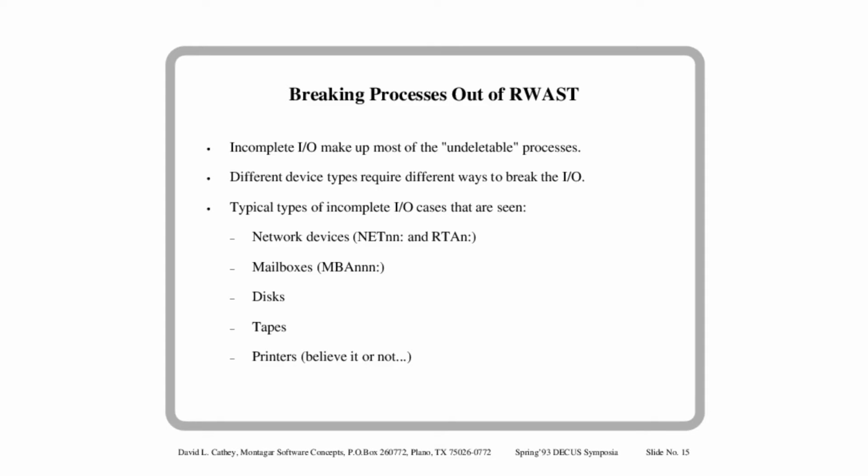Most of your undeletable processes, you try to do a STOP/ID on them and they just decide to sit there and laugh at you. Sometimes they're in a local event flag state, and they laugh at you by suddenly deciding they're going to stay in RWAST. Almost all the time, it's caused by some uncompleted I/O. Some I/O that didn't get itself resolved, didn't back out, something just didn't happen to make it complete.